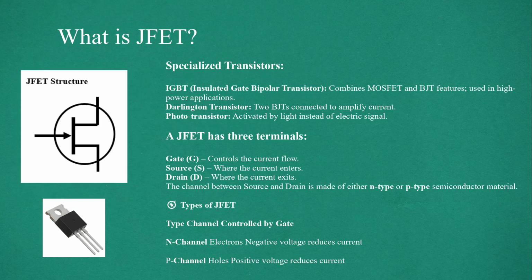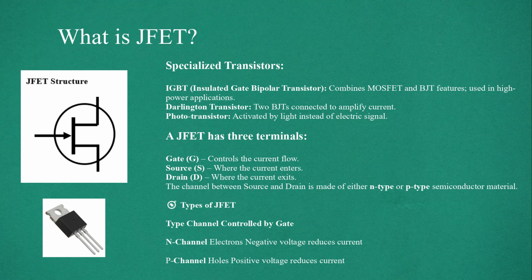Specialized transistors. 1. IGBT, insulated gate bipolar transistor. Combines MOSFET and BJT features. Used in high-power applications. 2. Darlington transistor. 2 BJTs connected to amplify current. 3. Phototransistor, activated by light instead of electric signal.